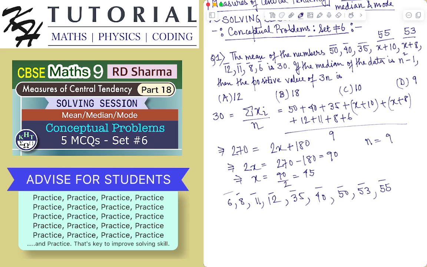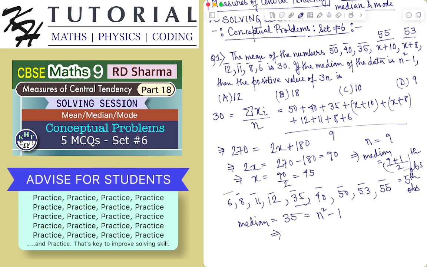So this implies n is odd. So the median will be the (9 plus 1) by 2th observation, which is equal to the 5th observation. So 35 is the median. 35 is the median, which is given to be n square minus 1.